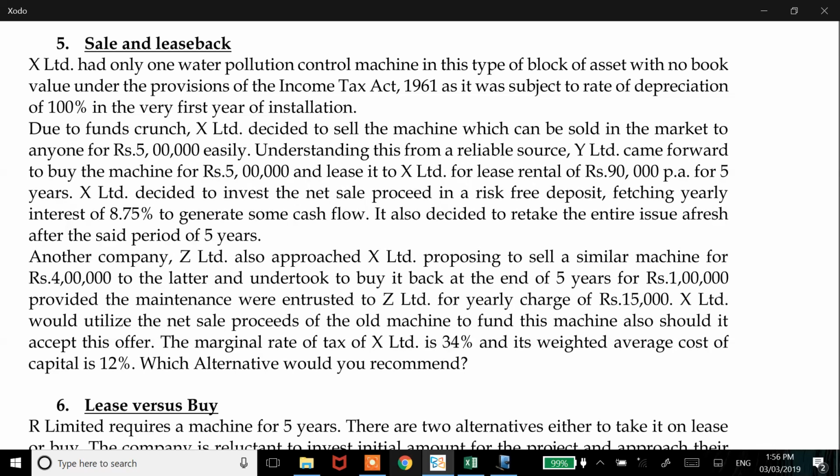Another company, Z Limited, has also approached X Limited, proposing to sell a similar machine for 4 lakhs. In one, you do sale and lease back. In another, you sell and buy a new machine. Now we are deciding whether to do sale and lease back or sell and buy a new machine. That's the analysis which we are going to do. Working note 1, evaluation of sale and leaseback scenario.